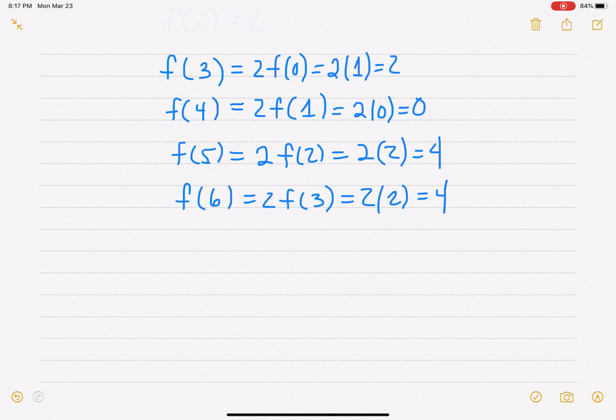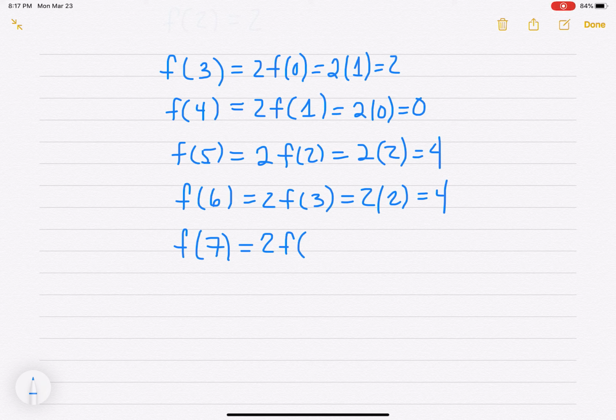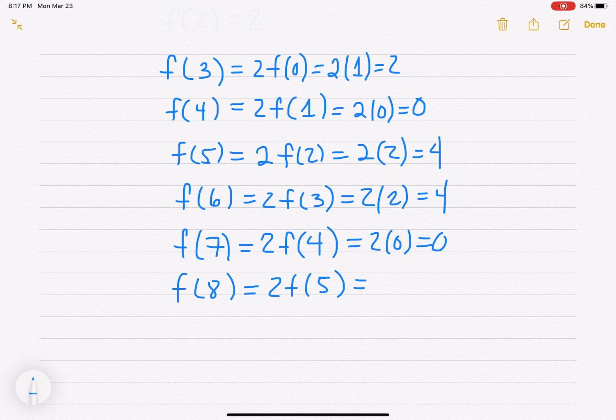How far do we want to go? Let's go 2 more terms. F of 7, that's 2 times f of 4, which is 2 times 0, which is 0. And then f of 8, we'll stop here. I think that'll be enough. 2 times f of 5, which is 2 times 4, which is 8.